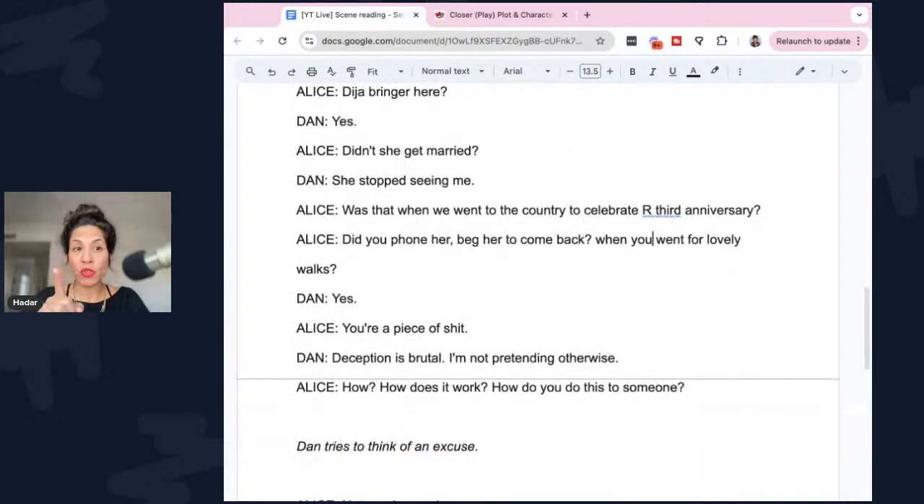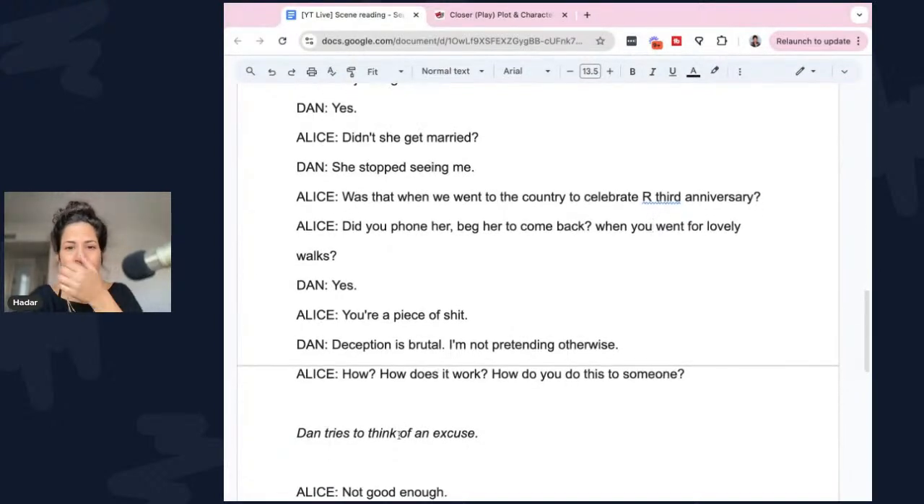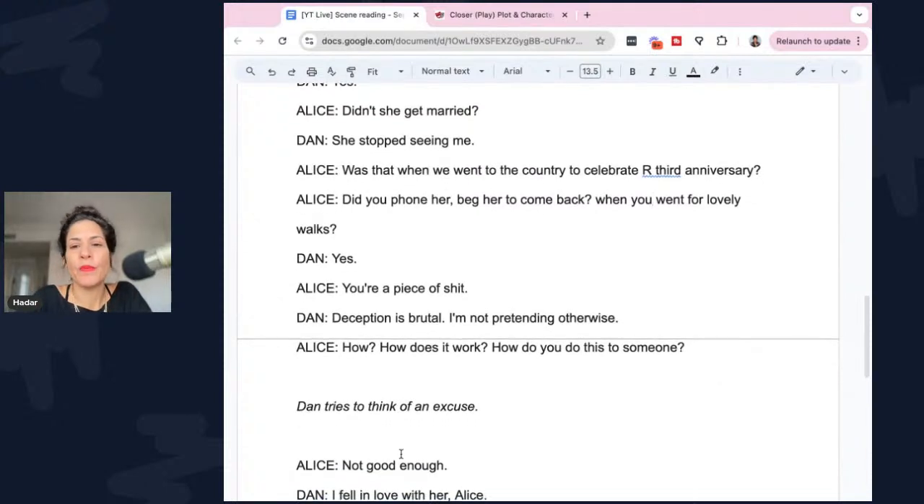Okay. The first time she responds and says something, right, in response to what he said. Deception is brutal. I'm not pretending otherwise. Deception, primary stress is on se, not this one. Deception is brutal. In American English, this is a flap T and a dark L. Brutal. Deception is brutal. I'm not pretending otherwise.